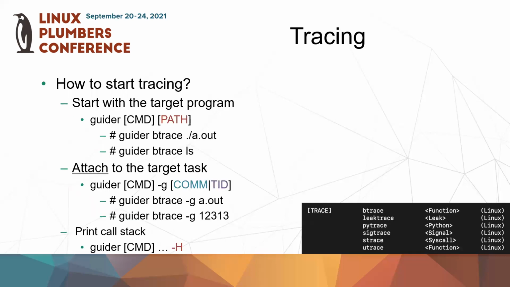So the tracing target is divided into program and task. A program is just a binary not yet executed, from storage. So Guider can execute the target program from the loader, at which point the tracing begins. A task is a running thread, so Guider does not require a restart of the running task for tracing. Instead, it attaches to the target thread directly. Tracing commands are various. If you want to see detailed commands and options, please refer to Guider help.